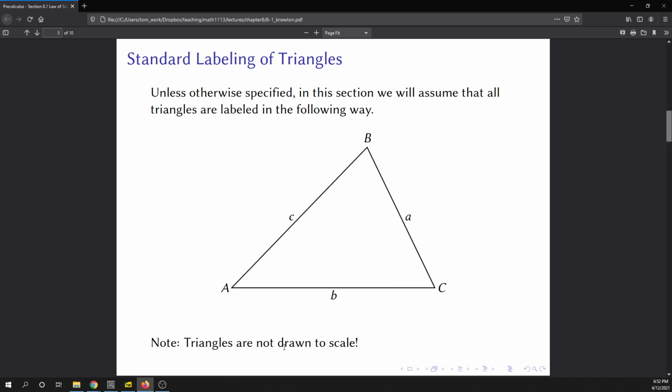One other thing to note about these triangles is that they are not drawn to scale. Whenever you're working these problems, sometimes they'll draw the triangle for you. Other times they'll just give you the measure of angle A and angle B, and then one of the sides. So you'll have to remember how this scheme works. But for all of the problems that we work, we'll assume that the triangles are labeled this way, unless otherwise noted.